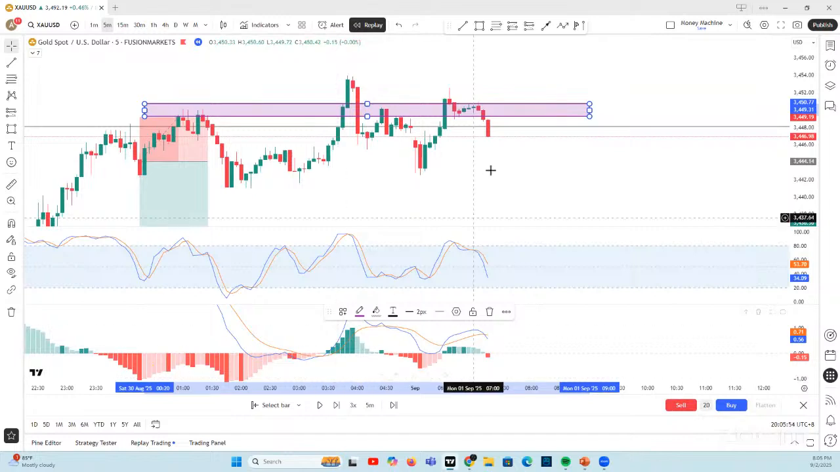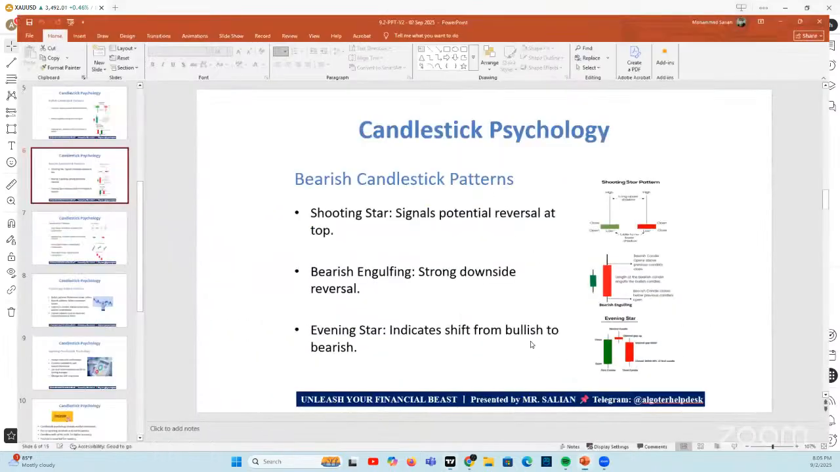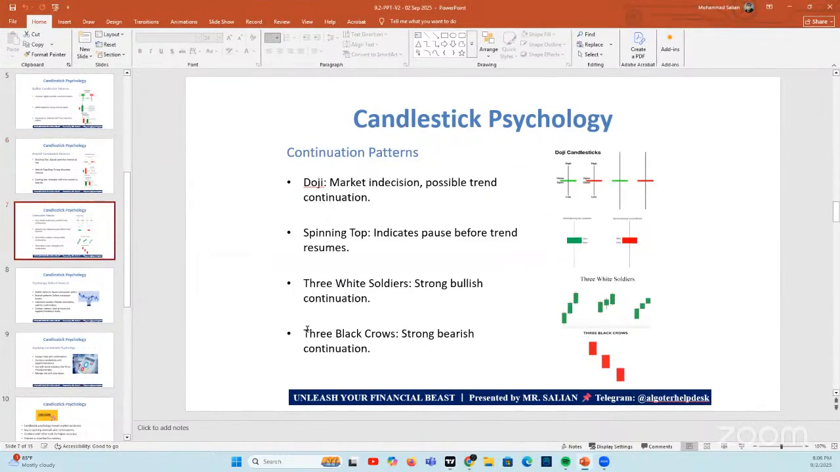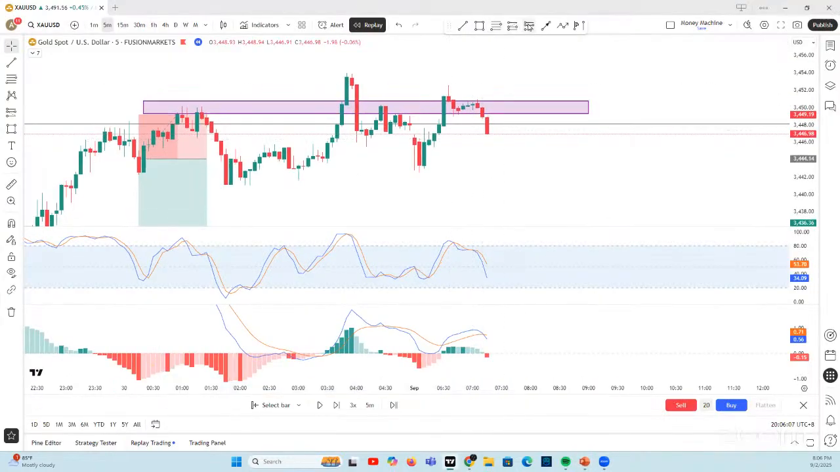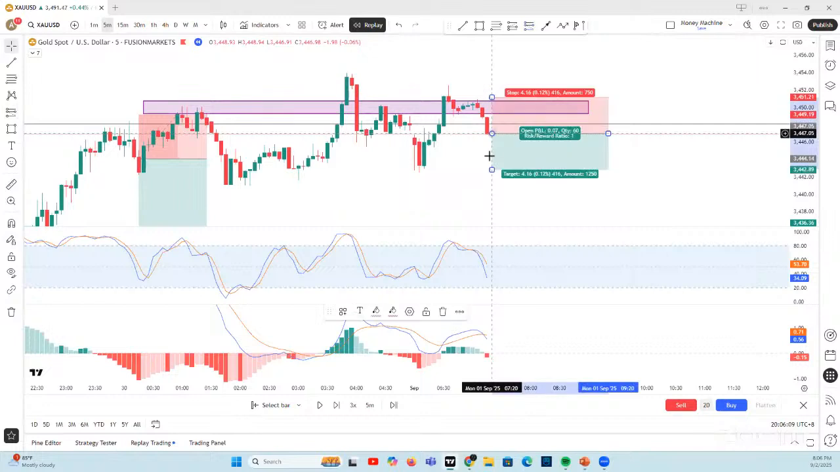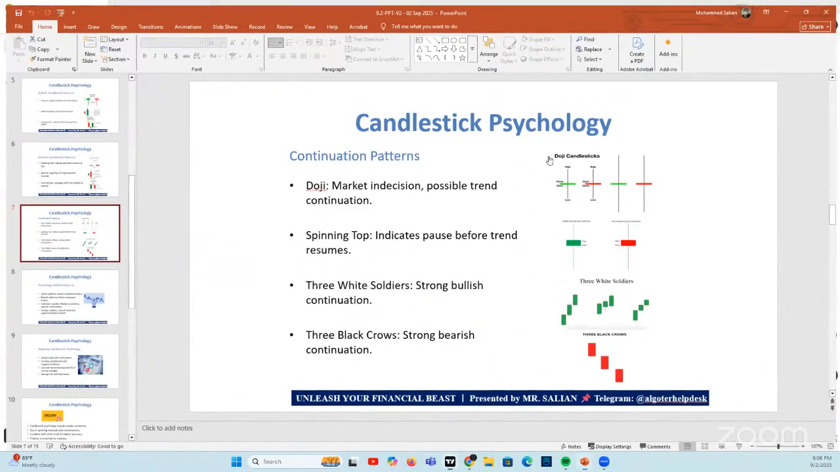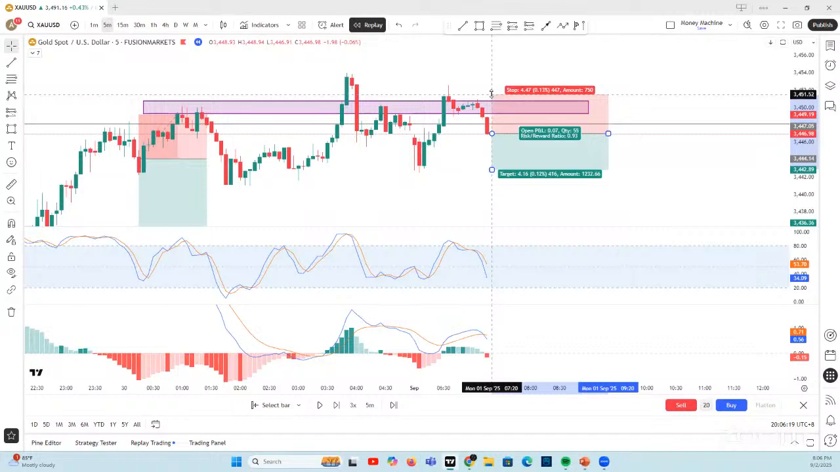Now, what is this? Three red candles. What does that mean? There, three black crows now. Strong bearish continuation. Let's see, huh? Let's enter this short position. Your stochastic has crossed over. MACD has crossed over. Three black crows. Yeah, three black crows. Stop loss 50 pips.